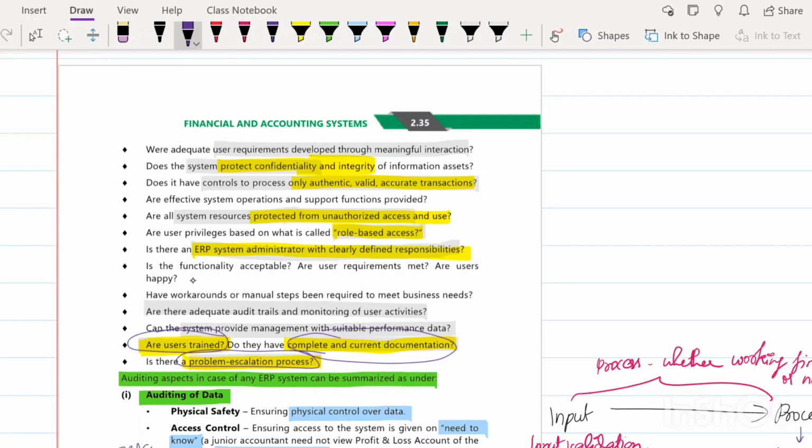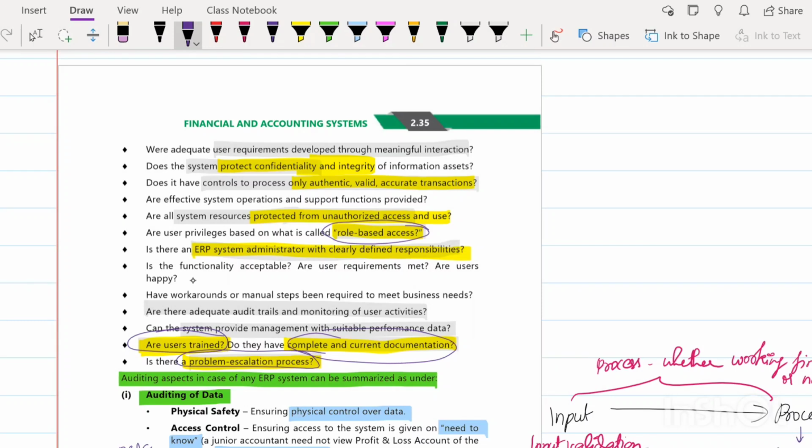Third, you have to ask whether there is role-based access in ERP or not, because we have already studied why it is important, because of two issues that make role-based access controls important. What are those two issues? If you can tell me, I'll be happy to hear. You can let me know in the chat box.